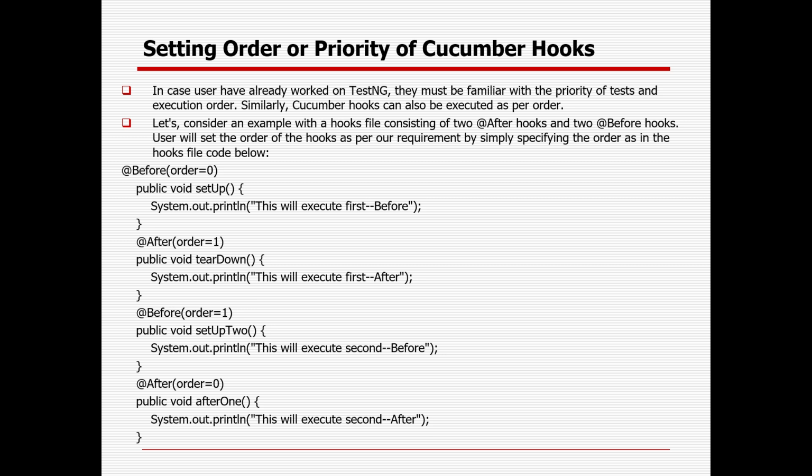The next topic is setting the order or priority of Cucumber hooks. If you have already worked with TestNG, you will be familiar with the priority of test cases and execution order. Similarly, Cucumber hooks can also be executed in a specific order. There is no concept of before suite, after suite, before test, after test, before class, after class; only before and after exist. So if you require two or three before hooks and two or three after hooks, how can you do it? You can do the same thing, but you need to prioritize the order.